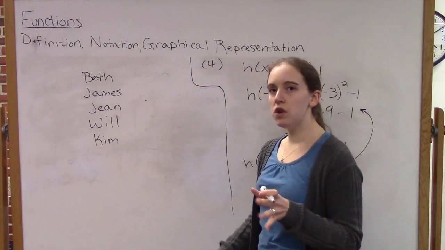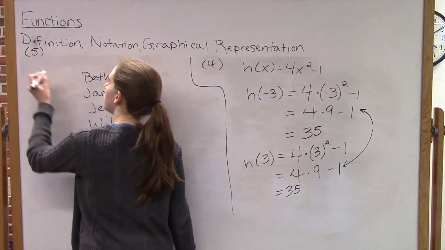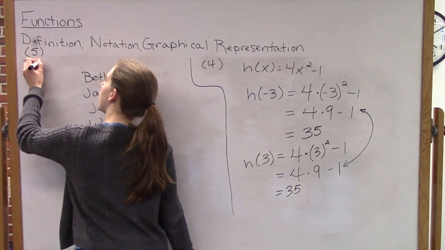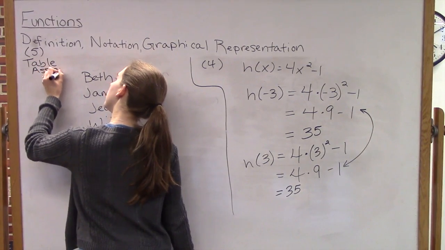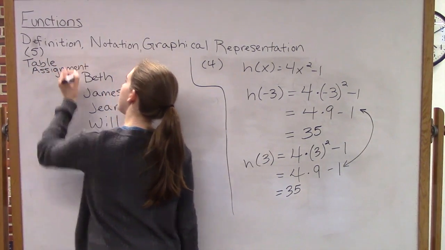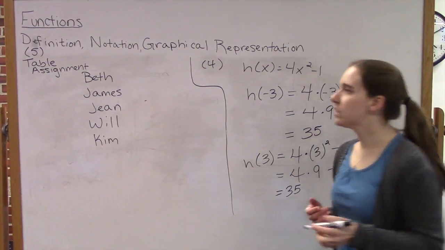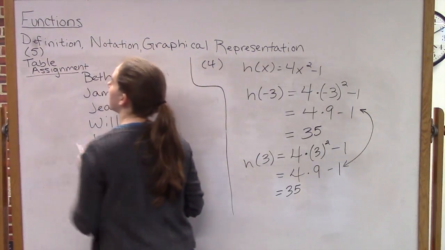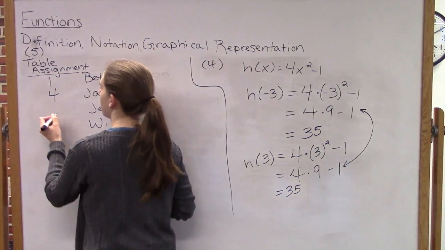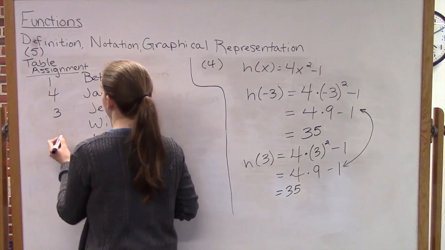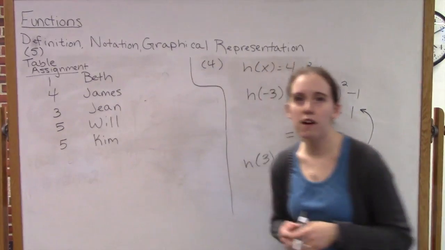So I want to do 2 different things with this list. First of all, I want to give them a table assignment. So maybe we're having a banquet tonight or some other sort of event where they're each being given an assigned table. So we'll say that Beth is at table 1, James is at table 4, Jean is at table 3, Will is at table 5, and we'll say Kim is also at table 5.